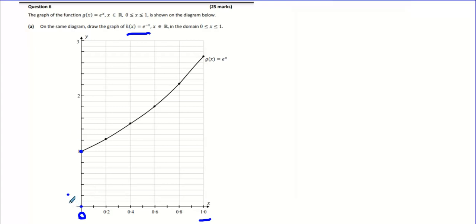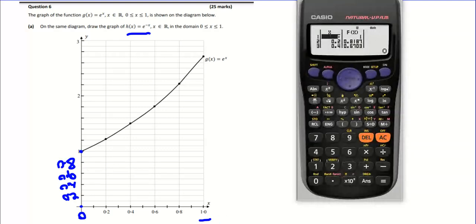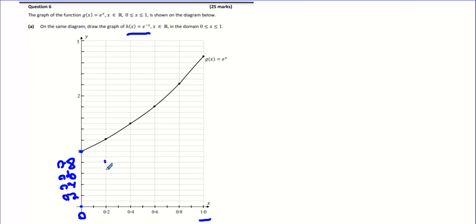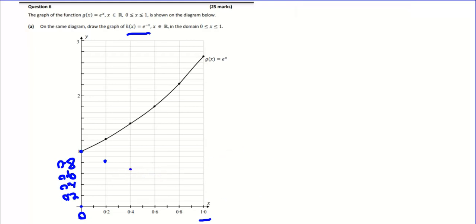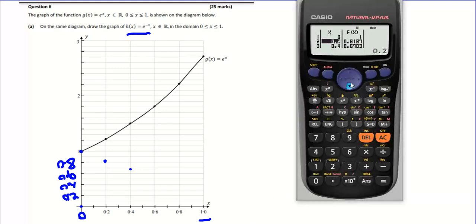It goes up. I think that's 0.2. That's 0.4. That's 0.6. That's 0.8. So what do we think it was? Just above 0.8, wasn't it? 0.2 and 0.8 there. So just there. Next one is 0.4 and 0.67. So just below 0.7. Then next one, 0.6 and 0.55.